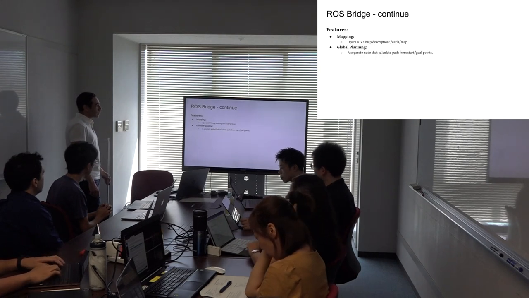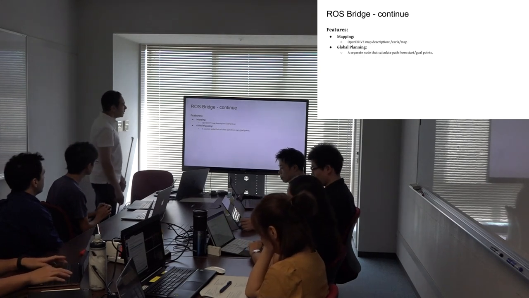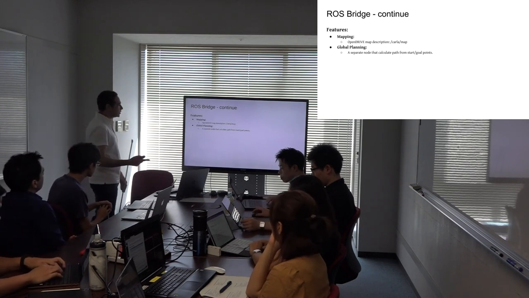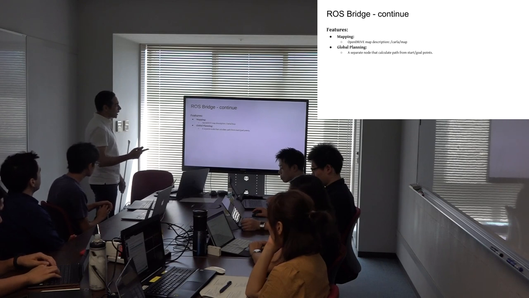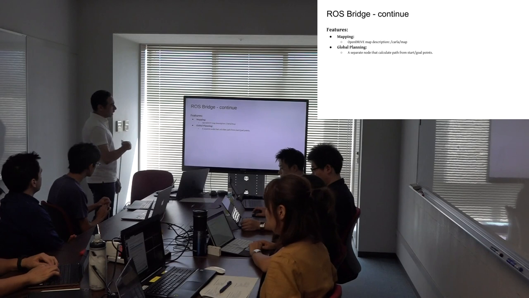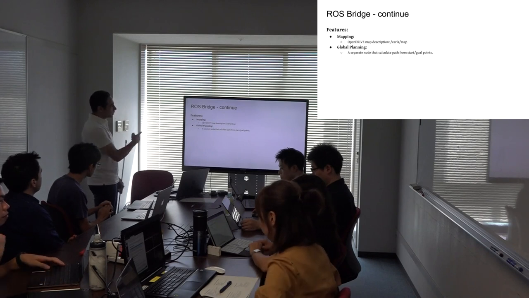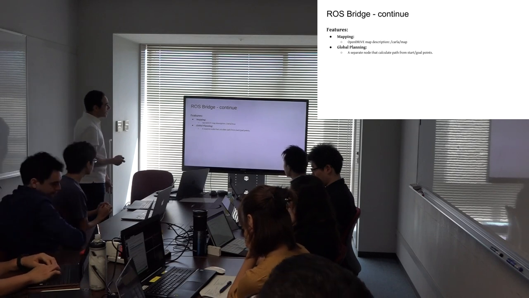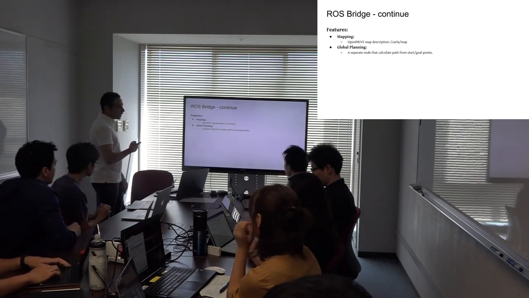Features of ROS bridge, mapping: same as in the API, they convert the map, the OpenDRIVE map network, into a ROS topic and publish that. Global planning: they have a separate node which can create a global path.